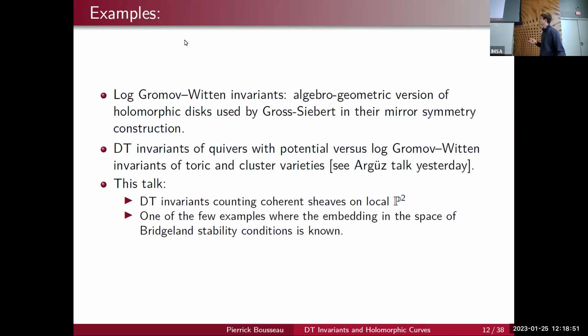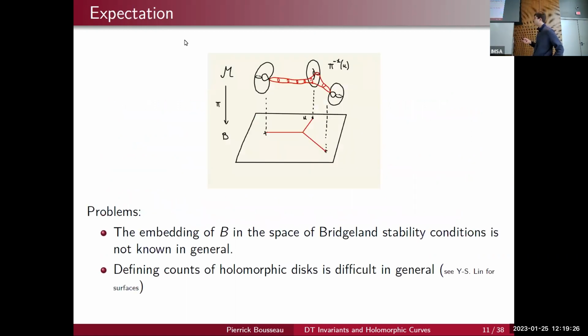So in this talk, I will only consider a very specific example, which is different from this one. As I announced at the beginning, we'll consider DT invariants for coherent sheaves on this non-compact Calabi-Yau, which is local P2. And why I'm focusing on this example: it is one of the rare geometric examples where it is known how to embed the space B, this Coulomb branch of the physical theory, into the space of Bridgeland stability conditions, and for which you can even start to make this picture precise.